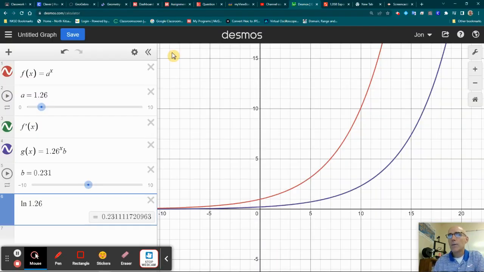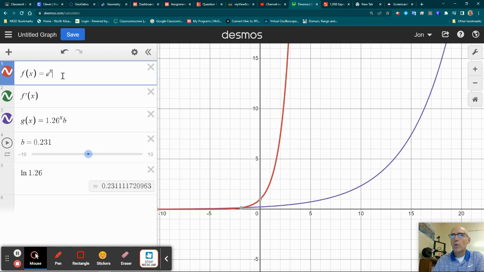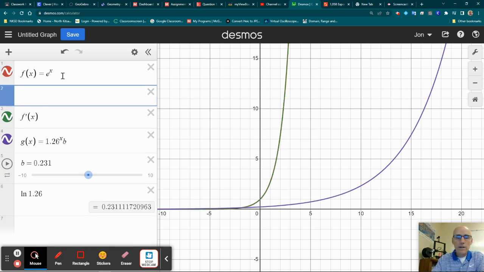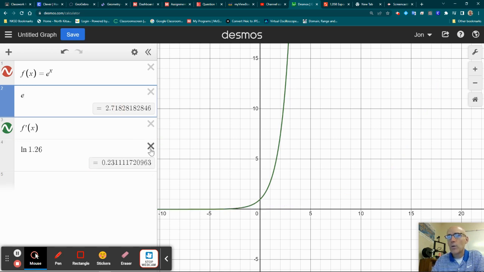Okay. I'm going to change the base to be the number e. And before I do that, since I'm not going to use a anymore, I'm going to get rid of a, and I'm going to make this e, and I'm going to put e down just so we can see it. Okay, e is 2.718. It's an irrational number, right? So let me delete this guy down here because we don't have a slider anymore. We don't need that anymore.